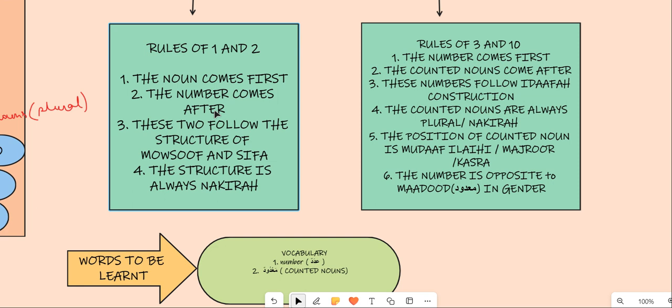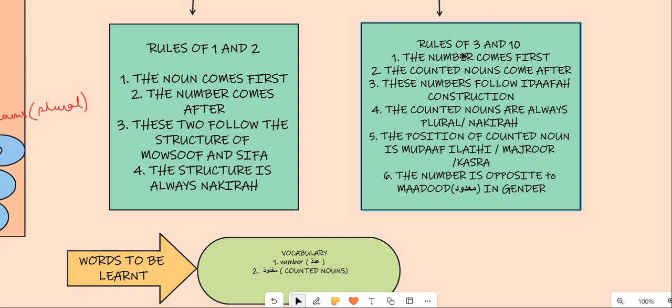So this is what you have to understand. I have examples and I will show you the examples, then it will be clear. But let me do these rules first. These two follow the structure of Mausuf and Sifa, and the structure is always Nakira. These are the basic rules that you need to follow.